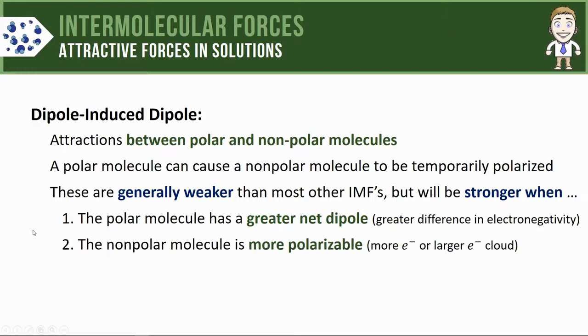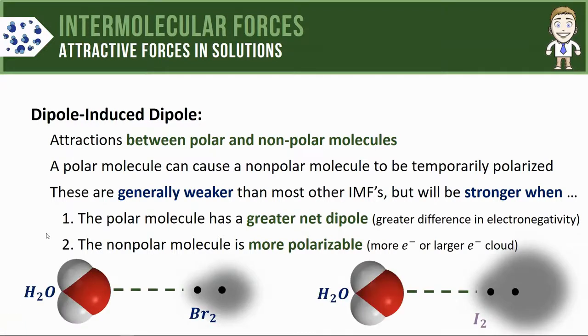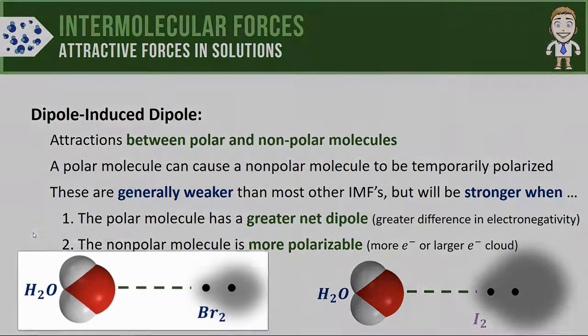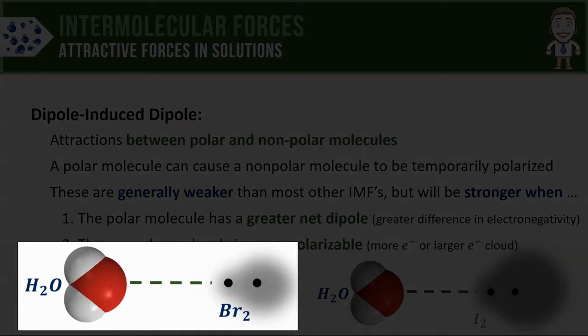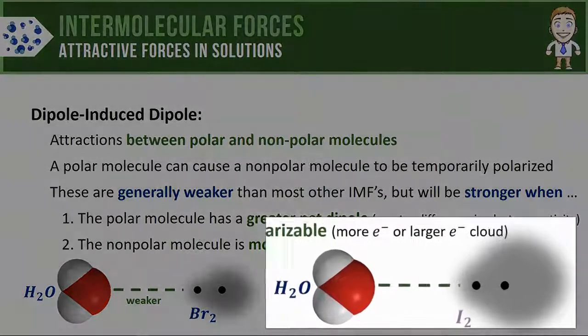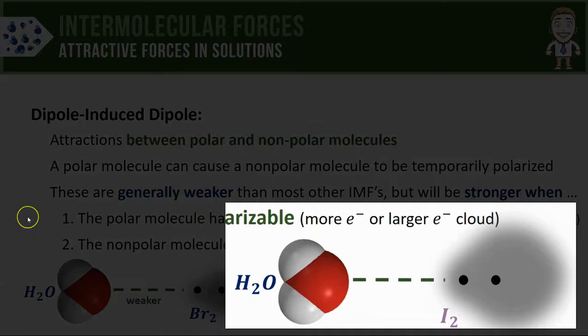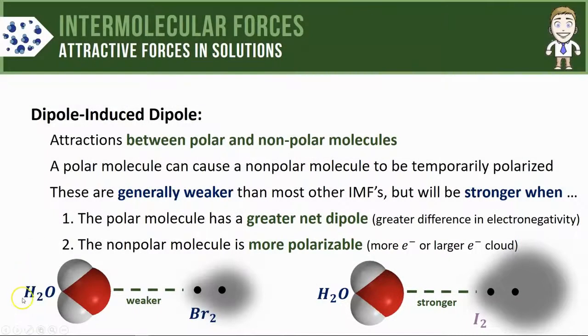The other time you'll see stronger dipole-induced dipoles is if the nonpolar molecule is more polarizable. This happens when there's more electrons or a larger electron cloud. Let's compare the dipole-induced dipole forces between water and bromine and water and iodine. Since bromine has a smaller electron cloud, it is less polarizable, and that dipole-induced dipole force will be weaker. On the flip side, iodine has a very large electron cloud, so it's very polarizable, resulting in a stronger dipole-induced dipole force.